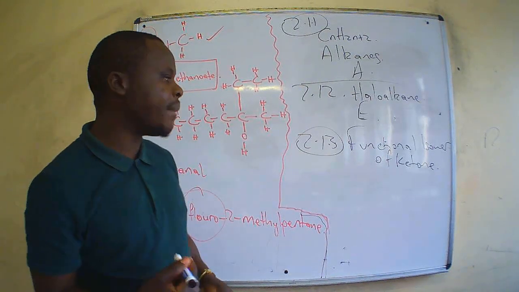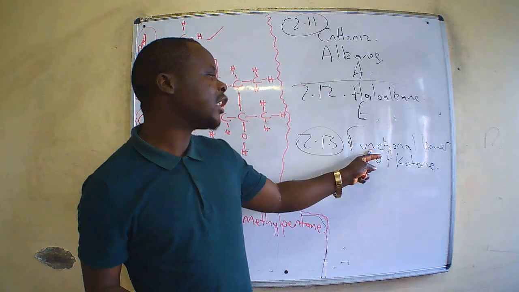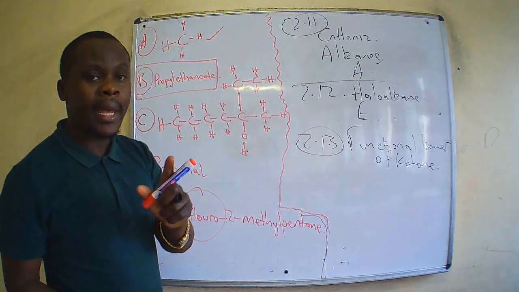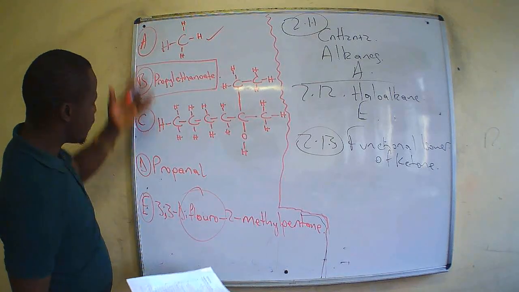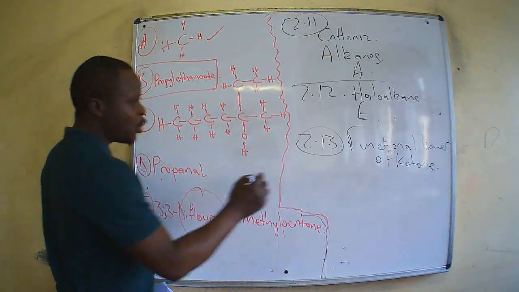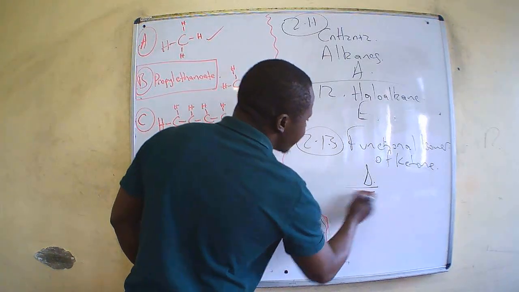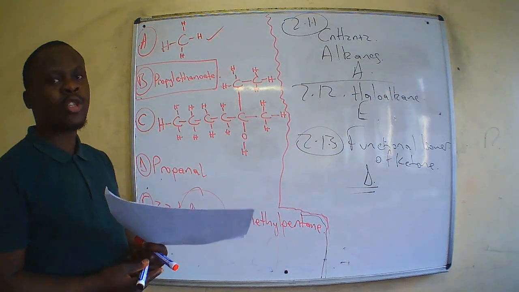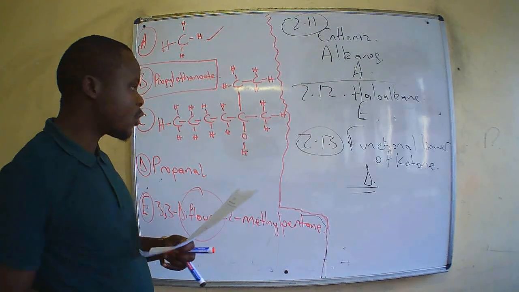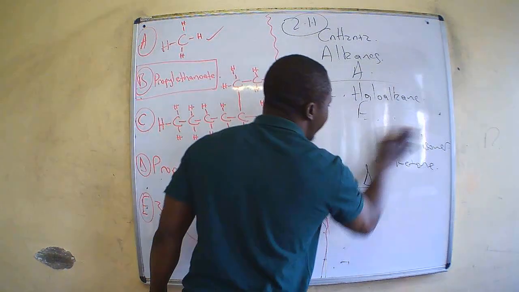So at this point in time, if we want a functional isomer of ketone, then that molecule must be an aldehyde. Amongst these 5, which one is an aldehyde? It is D, propanal. So D, propanal, is our answer. It's a functional isomer of ketone. As we move on to the next question, which is question 2.2.